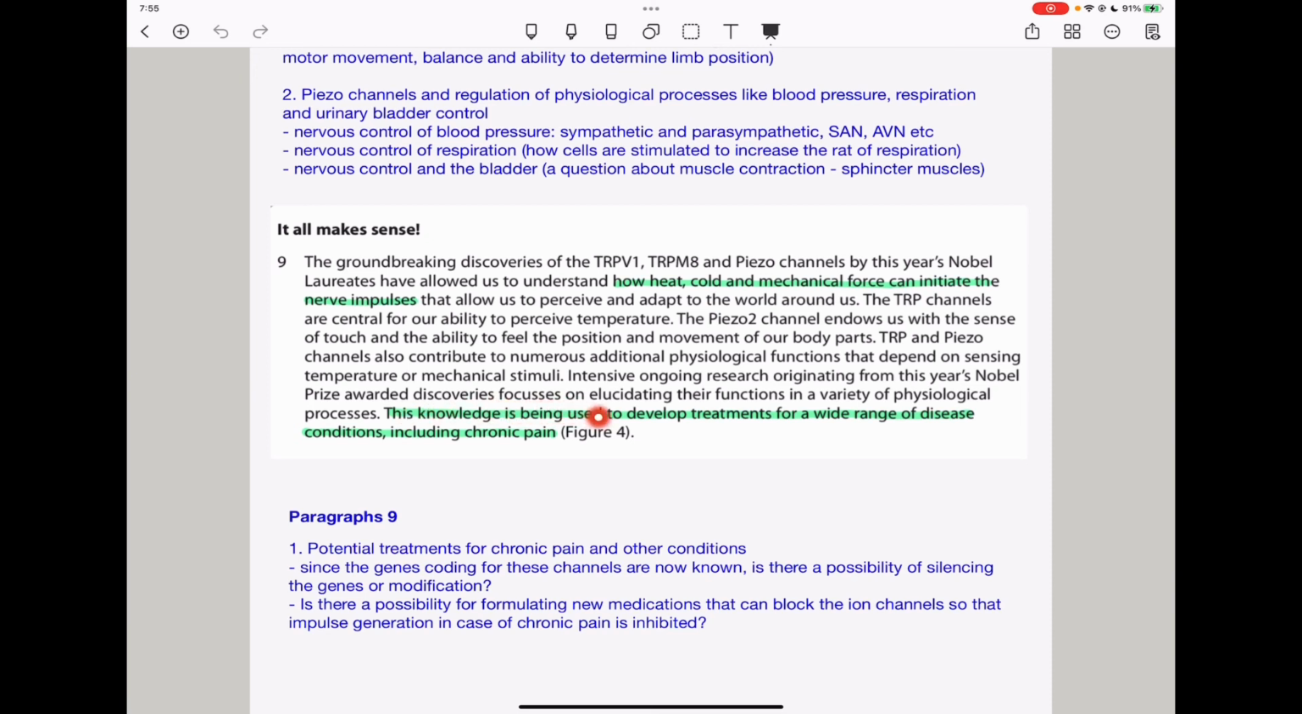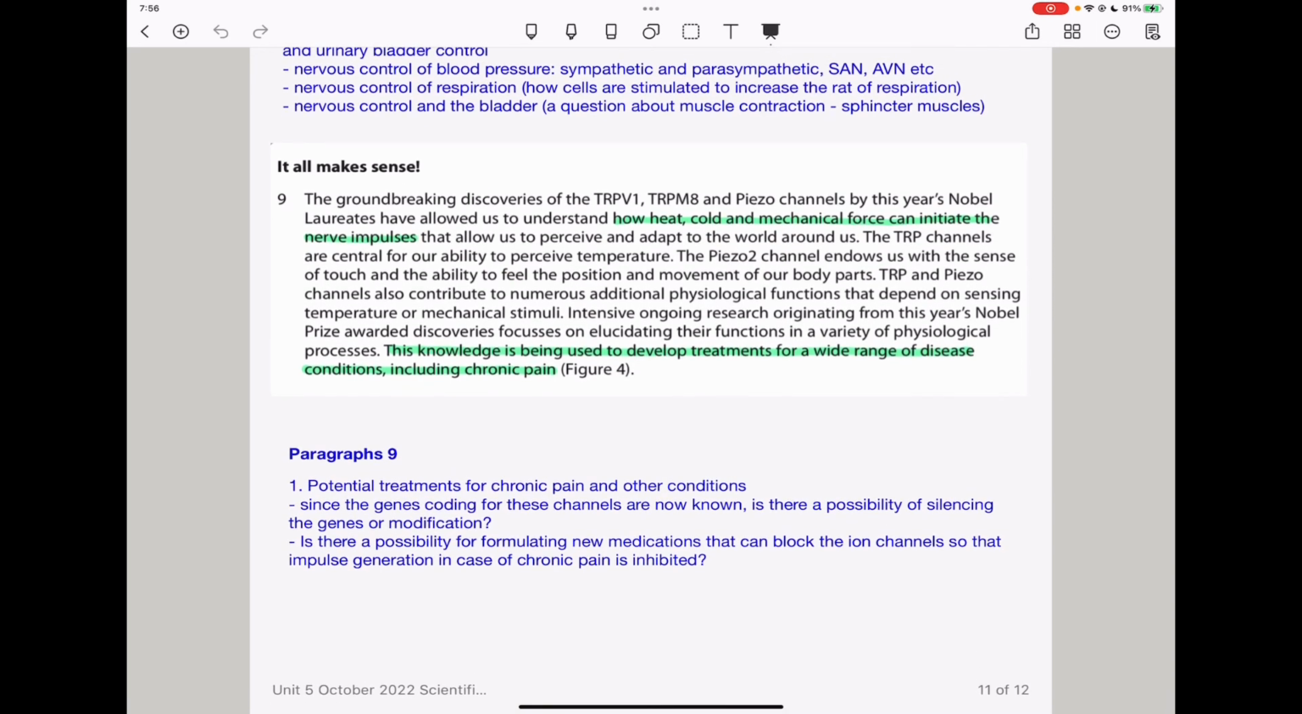Also, they say this knowledge is being used to develop treatments for a wide range of disease conditions, including chronic pain. Now, if we know the genes that are coding for the specific receptors or for the specific channels, we could find a way of modifying, if possible, or find a way of causing blockage, or it could be silencing, any method that could be applicable. So I say, potential treatments for chronic pain and other conditions could be, since the genes coding for these channels are known, a possibility of silencing these genes. Also, there is a possibility for the formulation of medication that could block the ion channels so that impulse generation in case of chronic pain is inhibited. If the ion channels are blocked, ions cannot move in and out, so the impulse is not going to be generated, so these people are not going to feel unnecessary pain in those areas.